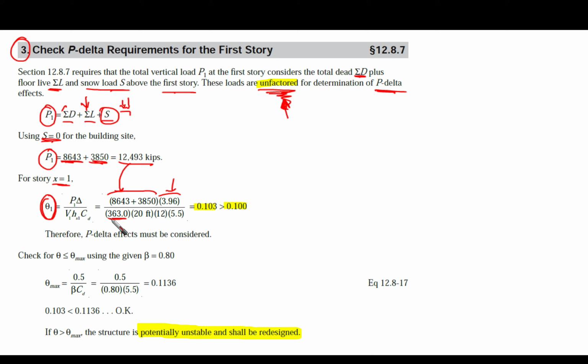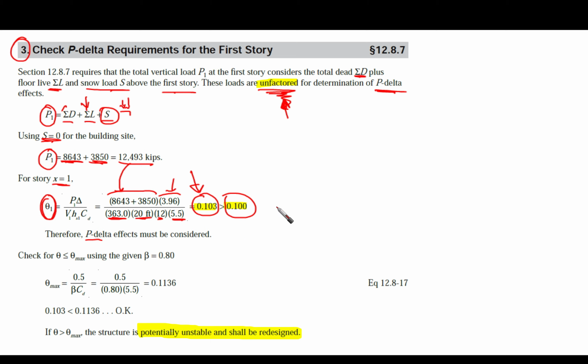V1, take care, this is the story shear at this level. H, it's 20 feet multiplied by 12 in order to make conversion between foot and inches. CD is given to be 5.5. Then when we substitute, we are going to find that our stability coefficient is 0.103, which is larger than 0.1. This means that P delta effects must be considered. We need to consider P delta effect in this case.